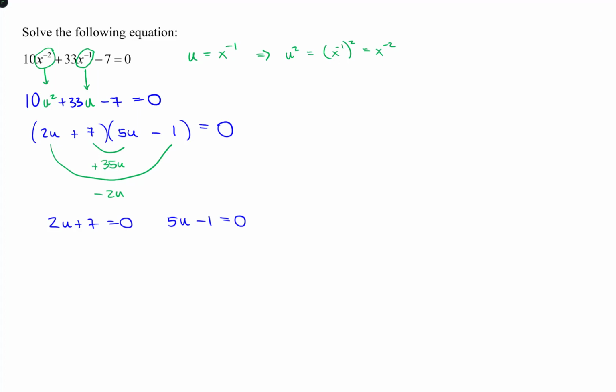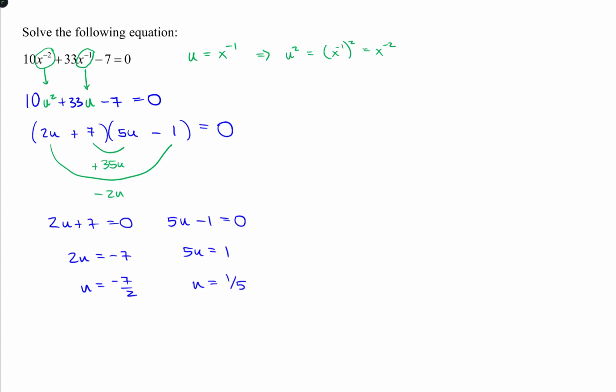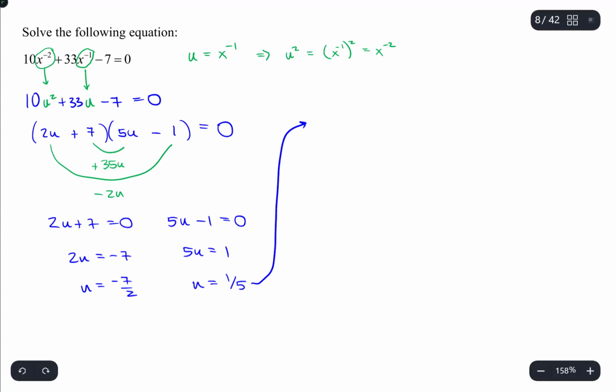which are linear equations that I can solve for u. So 2u equals negative 7, or u equals negative 7 halves. And then the other case, 5u equals positive 1, or u equals 1/5. Now, I'm not quite finished because I need to go back to the original variable x.